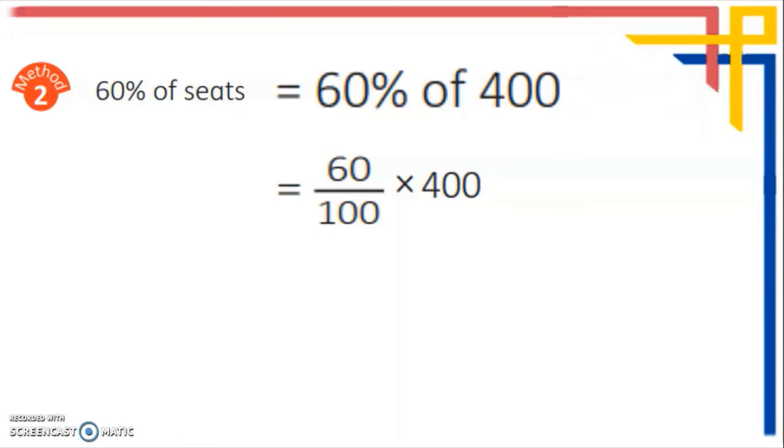Very good. We can simplify first. What numbers are we going to simplify? 100 and 400. Divide them by what number? Yes, by 100. So 400 divided by 100 is equal to 4. 100 divided by 100 is equal to 1. So we have here 60 times 4 over 1 is equal to 240. So you can see the answers are the same, only the method different in finding the answer.